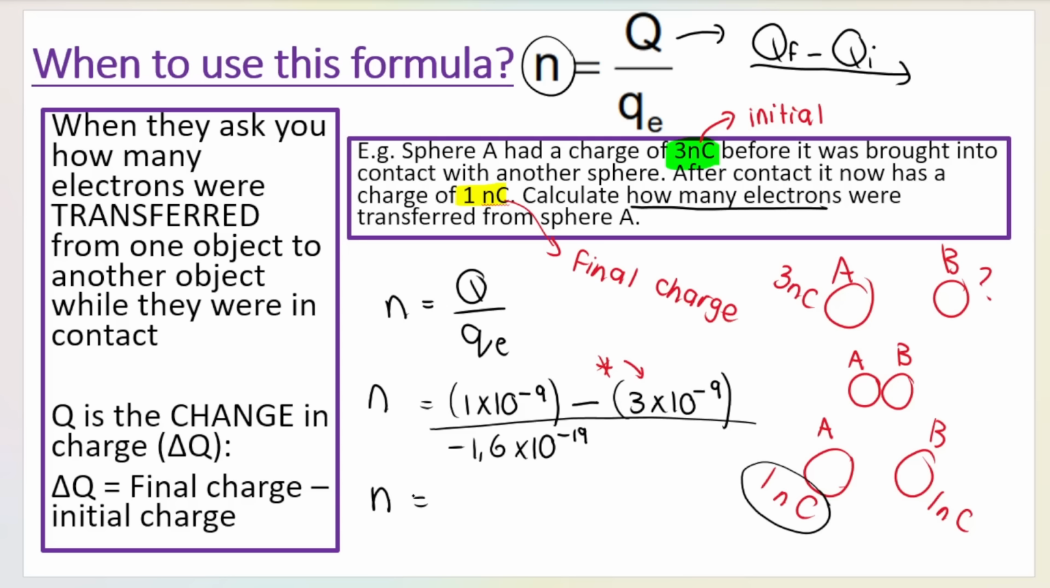Now, use your calculator. And I get, remember, do not put the negative in, 1.25 times 10 to the power of 10 electrons. There we go. And it makes sense once again that it's a big number.